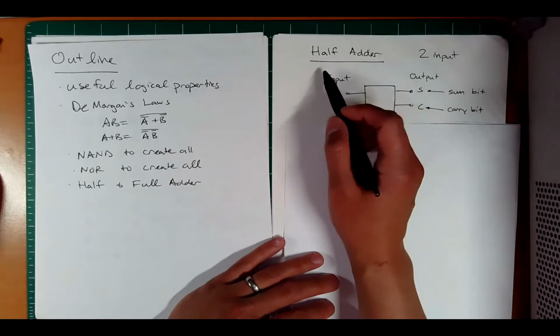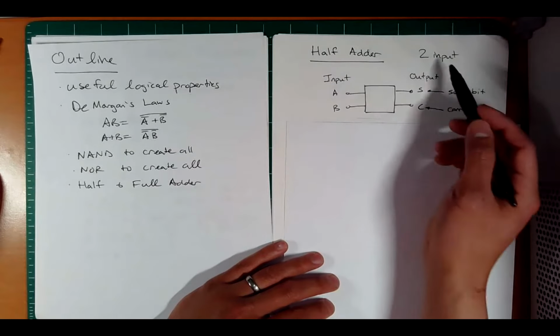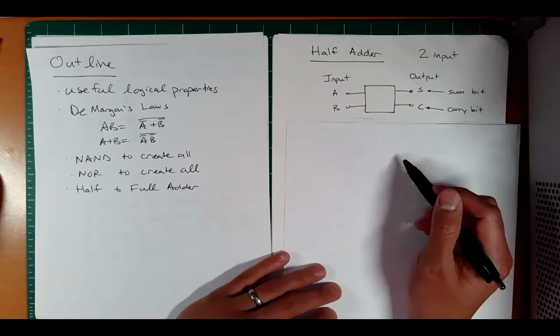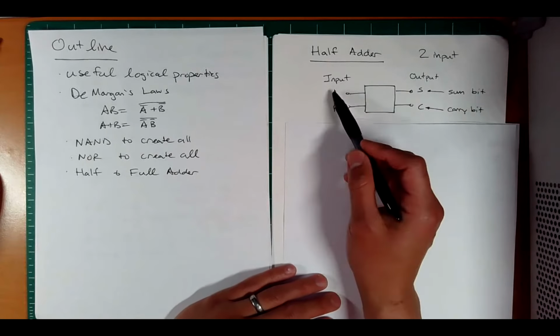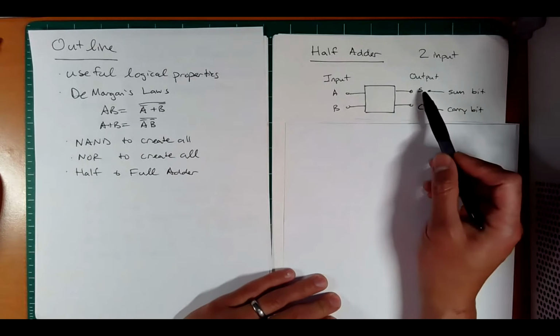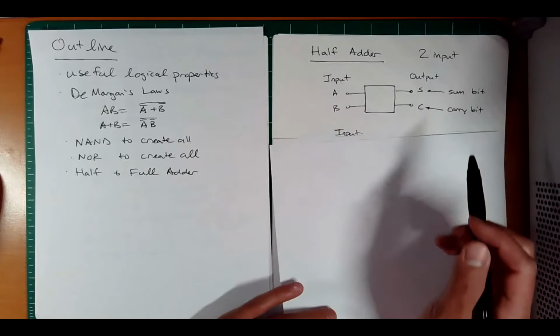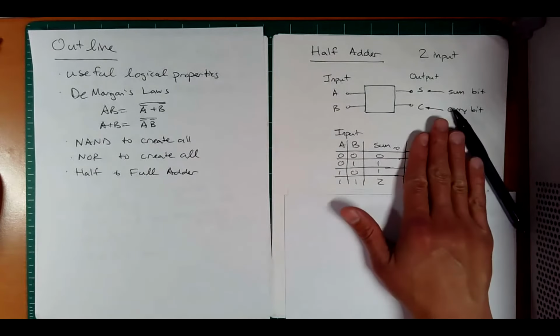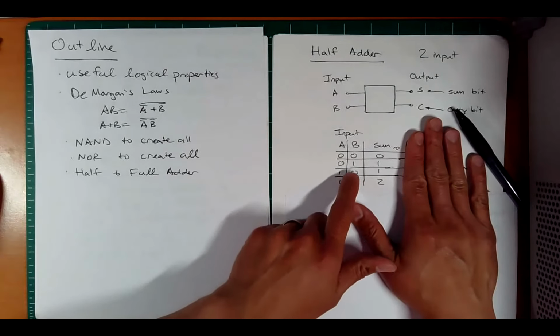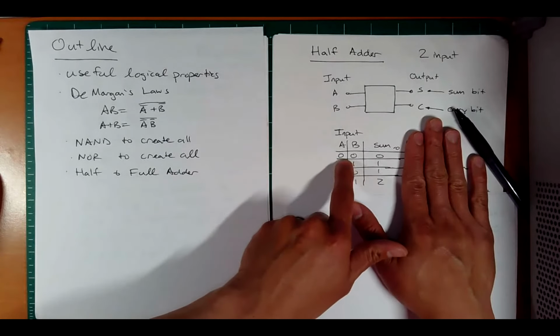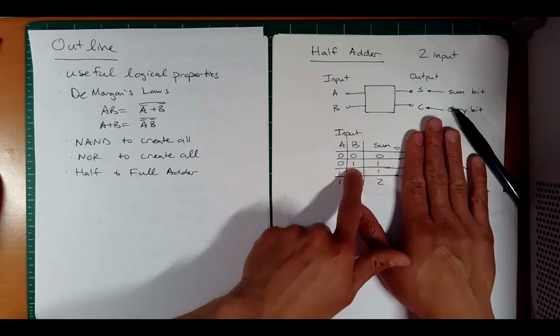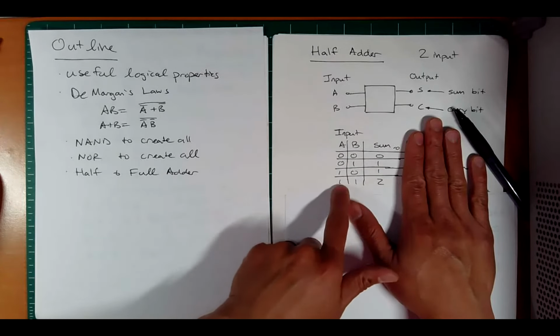The first one we'll look at is a half adder, and there are two inputs, A and B, and these can be 0, 1, or 0 and 1, and the output will be a sum and a carry bit. This is the idea of how it works. If you were to sum the bits here, what do we have? Nothing. I have one. I have one, and then I have two.